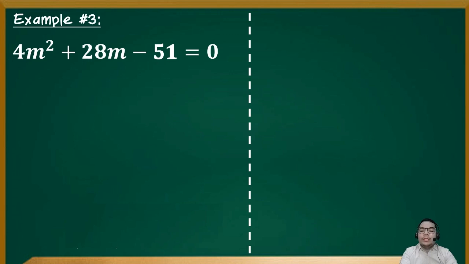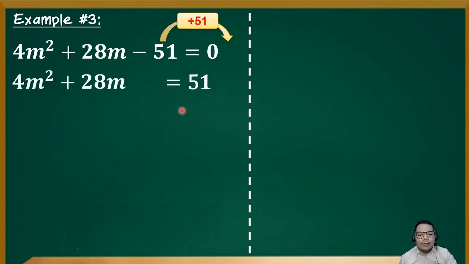Example number 3. Consider 4m squared plus 28m minus 51. Here, you can see that the variable is not always x. It could be any variable or any letter from the alphabet. First step again: check the constant term. We have to transfer it to the right side of the equation. Since it's negative 51, its opposite is positive. So from negative 51, it will now become positive 51, but this time on the right side of our equation.